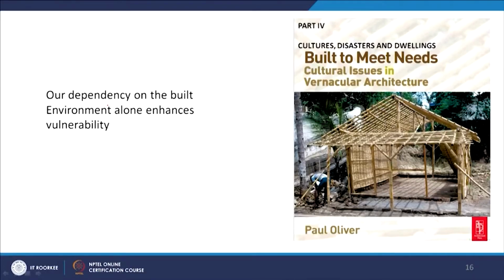Another contribution I would like to refer to is Paul Oliver's Built to Meet Needs, where in part 4 he talks about culture, disasters, and dwellings. In a disaster context, what happens? Ideally, our dependency on the built environment itself enhances vulnerability, because we depend more on the built environment, more on shelters. Earlier, when man was a nomad, hiding in caves, the vulnerability component had a different meaning. But today, our life dependence is more on the built environment.